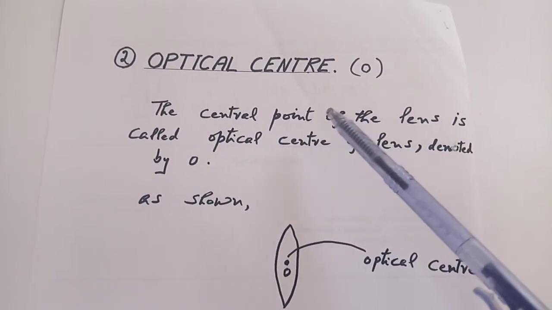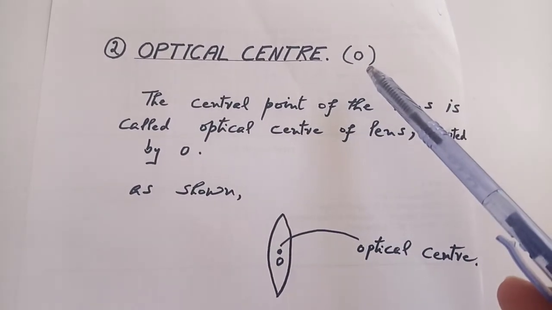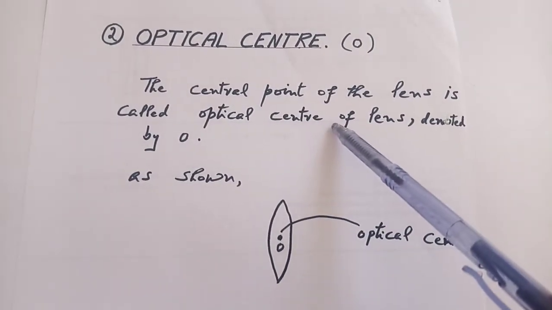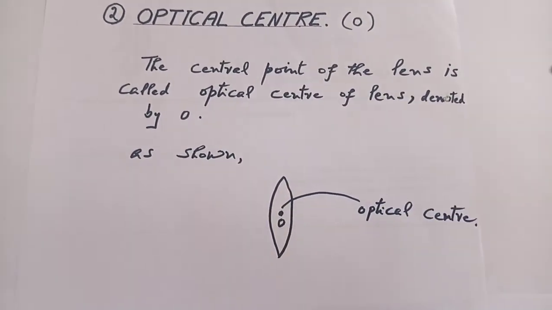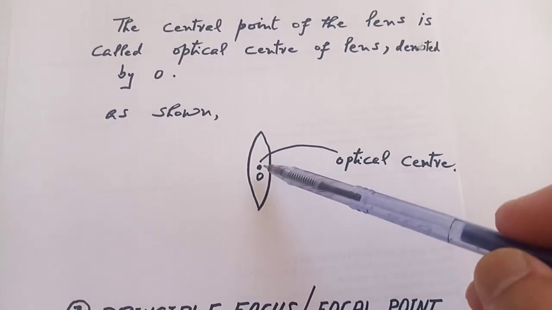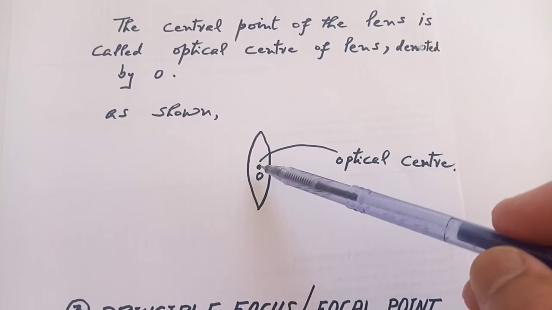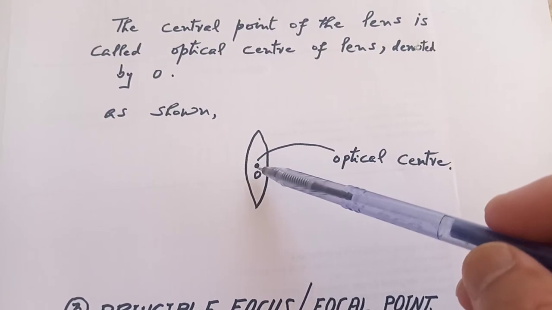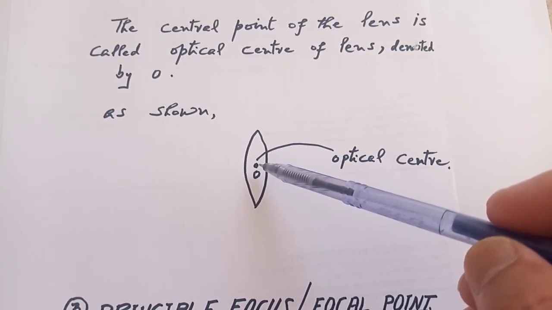Next term is optical center. It is noted by O. The central point of the lens is called the optical center. For example, this is a lens and this central point, which is a dotted point, is called the optical center. So optical center is the central point of the lens.